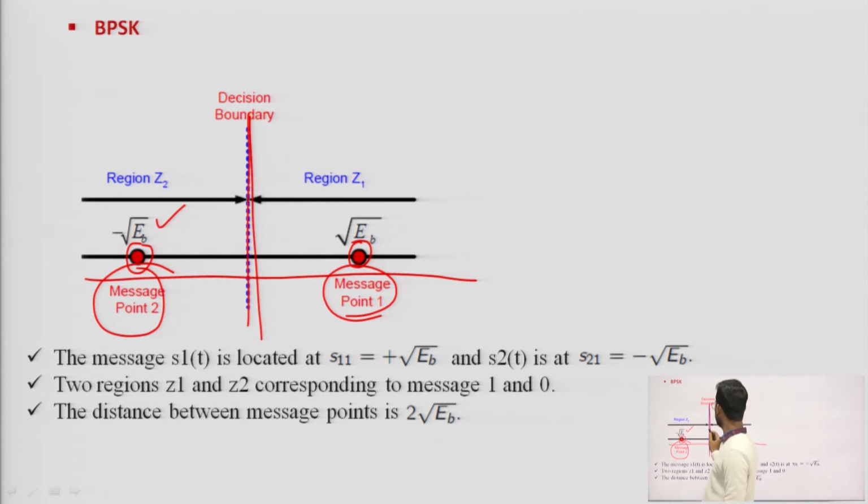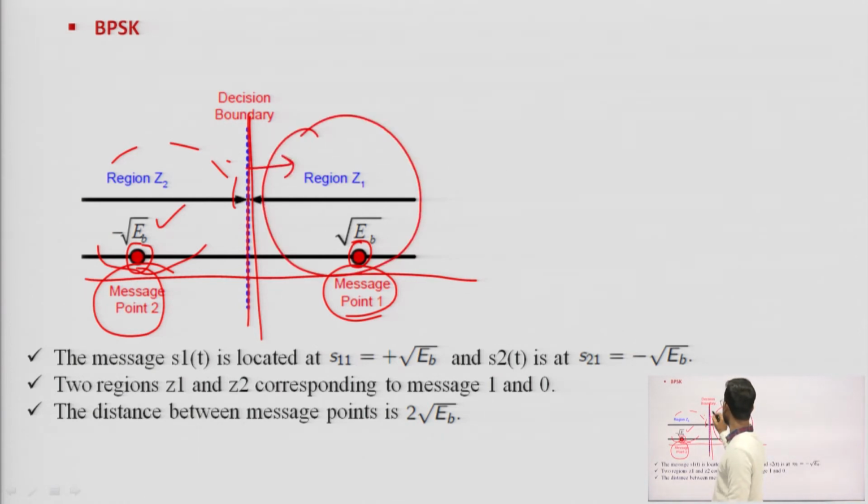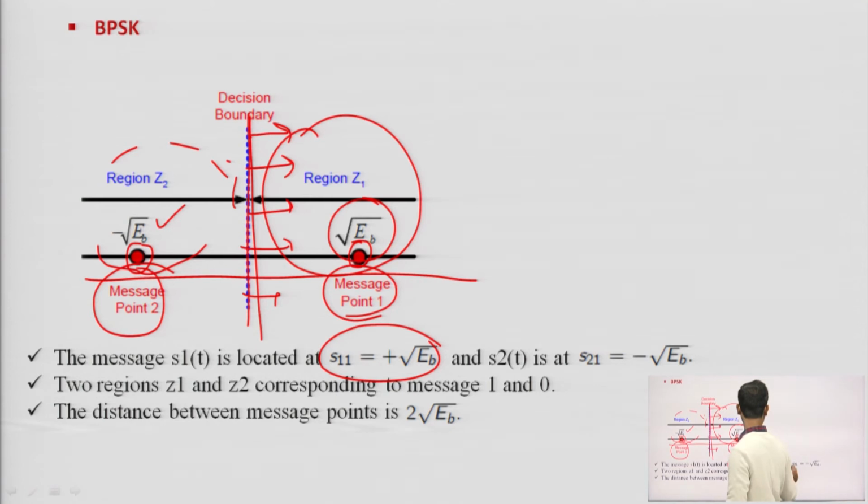If any signal point is coming in this region, region 2, it would be considered as minus root Eb, and if any signal point is coming in this region, region 1, then it would be considered as root Eb. So the message s1(t) is located at s11 plus root Eb, and s2(t) is located at s21 minus root Eb. Two regions Z1, Z2 correspond to messages 1 and 0.